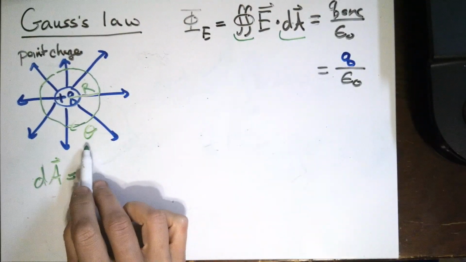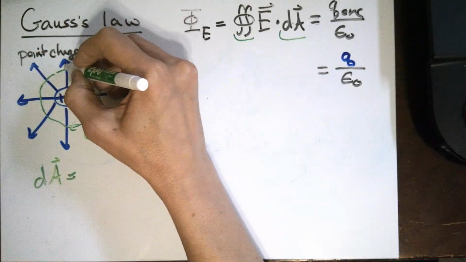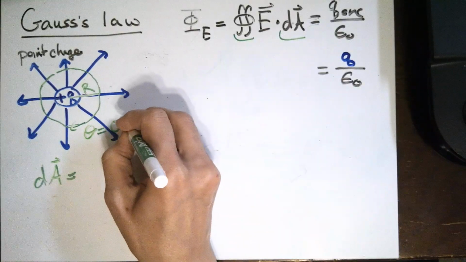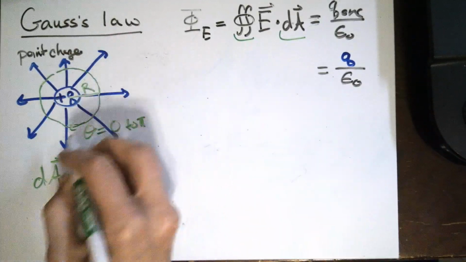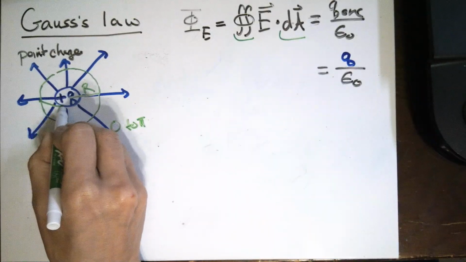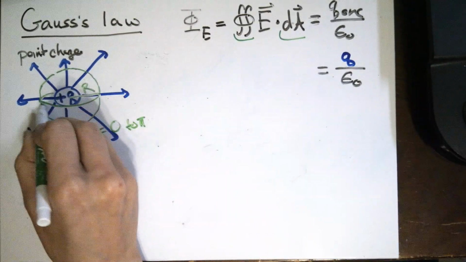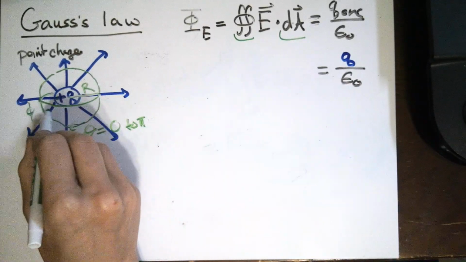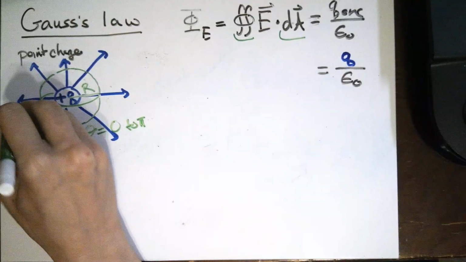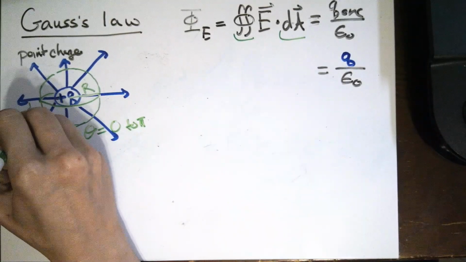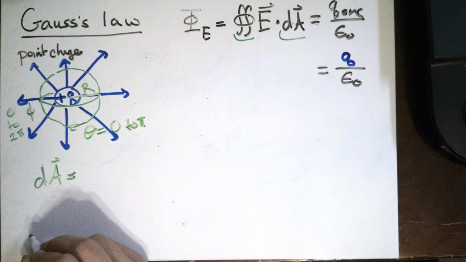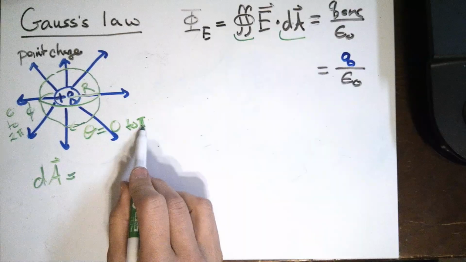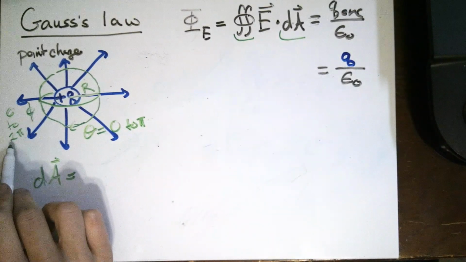Going around like this, that is the variable we call theta. And it's going to go from 0 to pi. So that one goes 0 to pi, halfway around. And then the variable that goes around the circle like that, around the front and around the back, that's phi. And because it's going all the way around the circle, it goes from 0 to 2 pi, full way around the circle. So those are the integration limits: theta, 0 to pi, and phi, 0 to 2 pi.